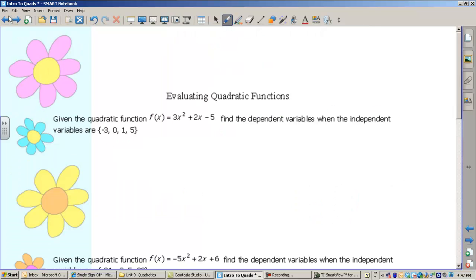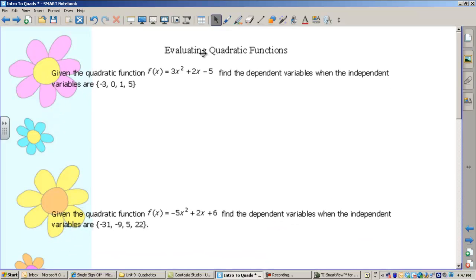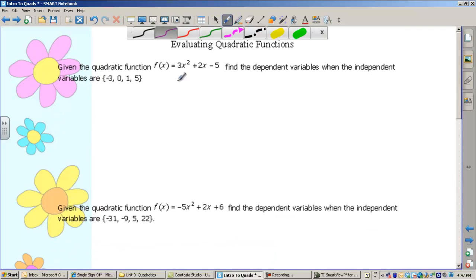So now let's talk about evaluating quadratic functions. Evaluating quadratic functions is pretty simple. To remember, to evaluate means to solve. Okay, so they're just asking you really to solve these quadratic equations given certain things. So number one, it says, given the quadratic function f of x equals 3x squared plus 2x minus 5, find the dependent variables when the independent variables are negative 3, 0, 1, and 5.